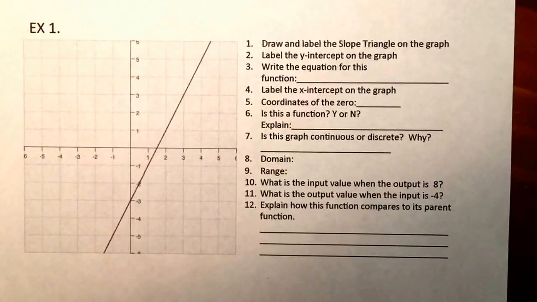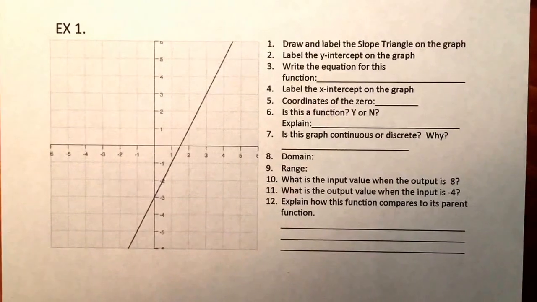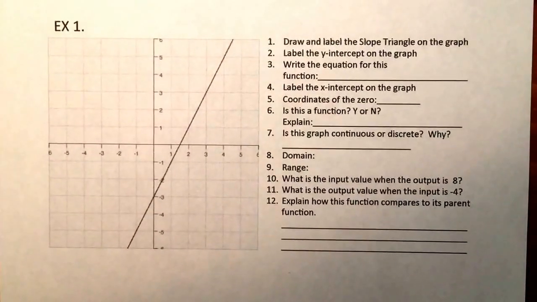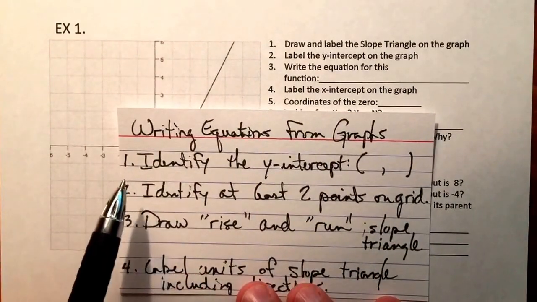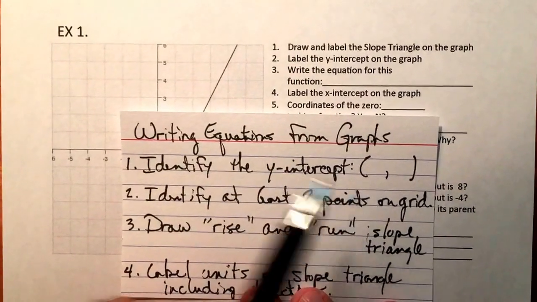You're going to have 4 of these problems in today's class. You're going to have about 30 minutes to complete all 4 problems. So the first thing we want to do when we're writing an equation for a line is to follow these 4 steps. The first thing is to identify the y-intercept, and find the coordinates of the y-intercept.